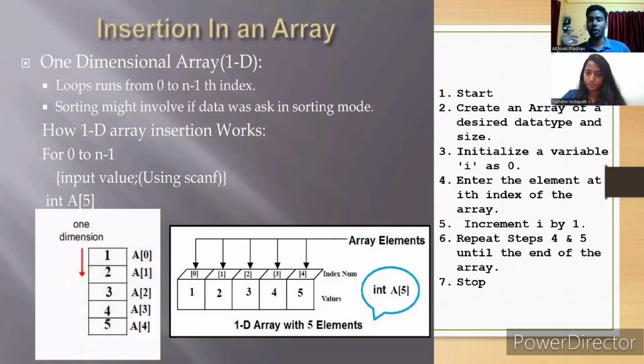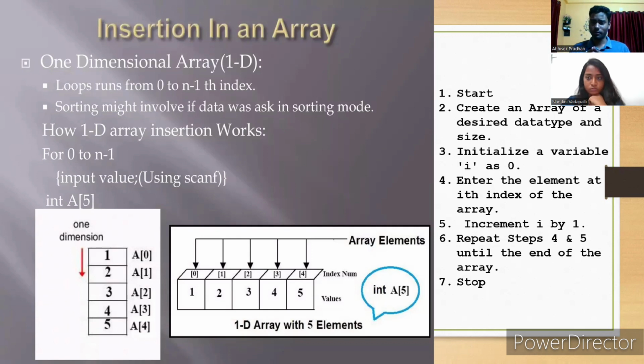There is a for loop which keeps on running from 0 to n minus 1 or 1 to n, depending on the conditions that you specify. And based on each index value, you are inserting those values. As you can see in the figure shown at the bottom left, there's this one-dimensional array which goes down. A of 0 has the value integer 1, then A of 1 has 2, and similarly it goes on.